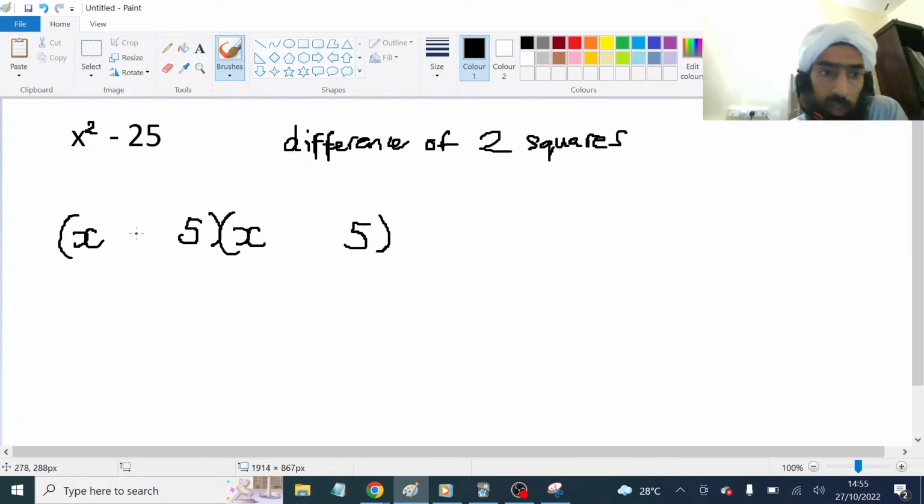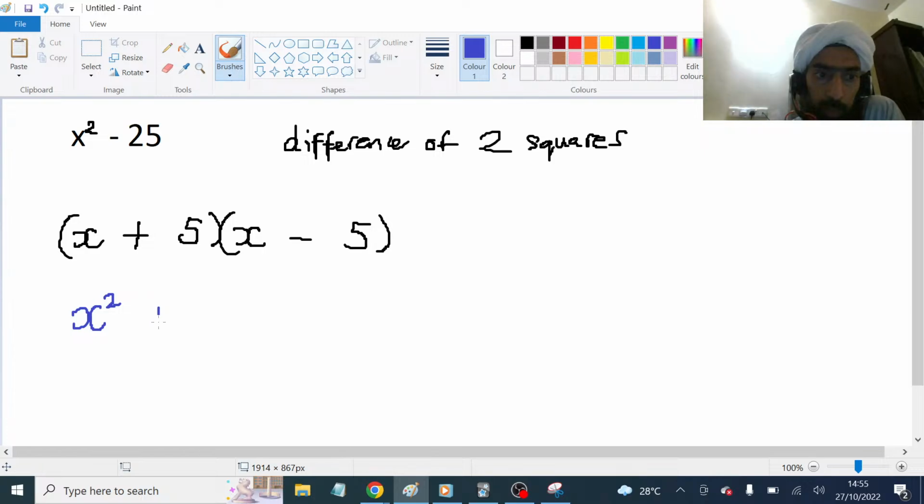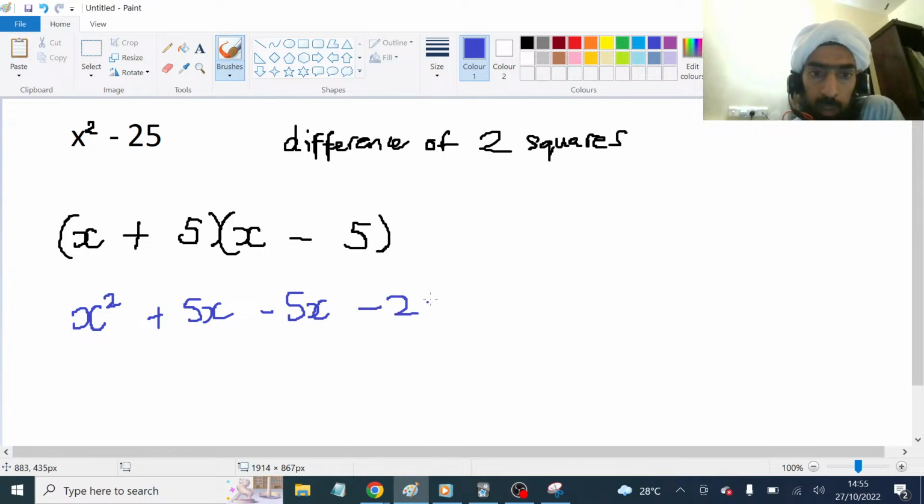So what you see is both brackets have exactly the same numbers in, x and 5, x and 5. The only thing we need to do is make sure the signs are different. x plus 5 in one, x minus 5 in the other. It doesn't matter which one. The reason why we put different signs is because when we do the expansion, the plus 5x and the minus 5x will cancel out. So the middle terms cancel out, and all you're left with is the beginning term, the x squared, and the last term, the minus 25.